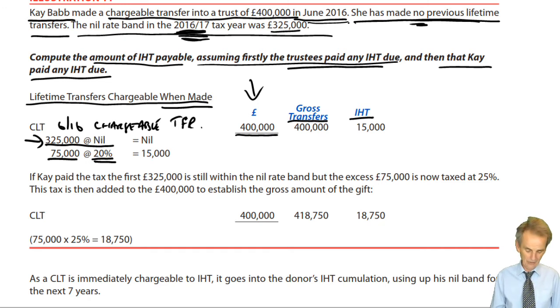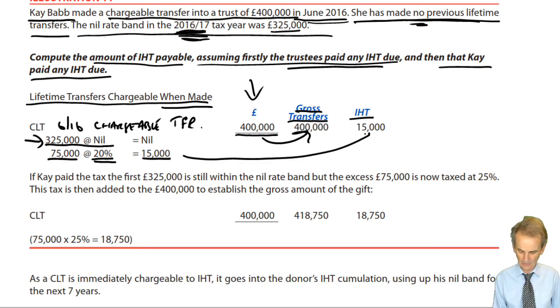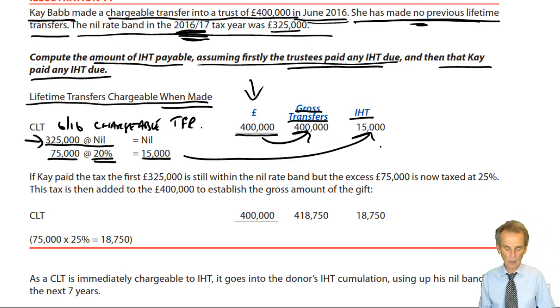75,000 at the gross rate of 20% is £15,000. Now, because it's a gross transfer, that 400 goes into your gross transfers column. You know that is the gross figure. What is the tax figure? 15,000. That goes into your IHT payable column.